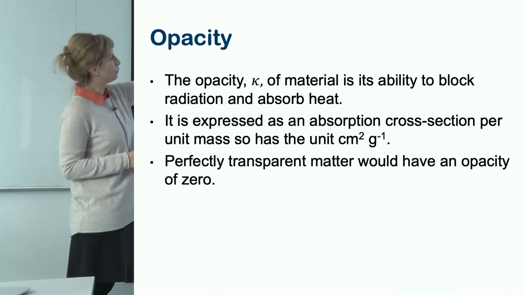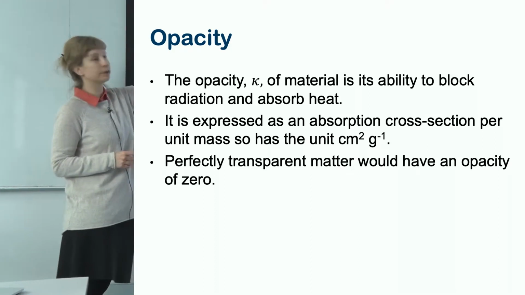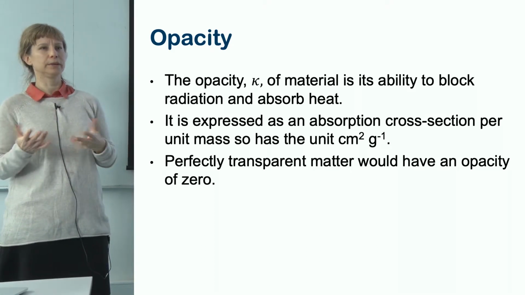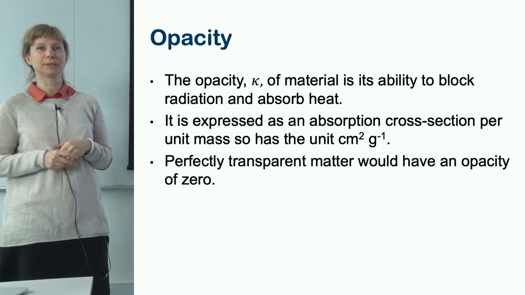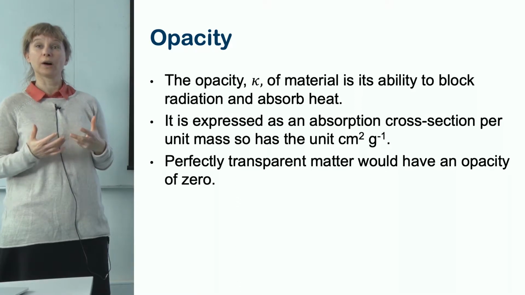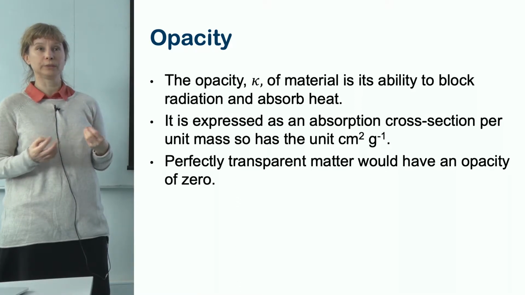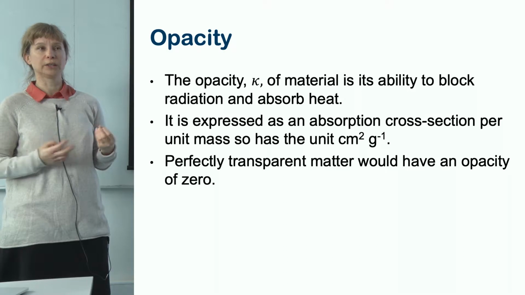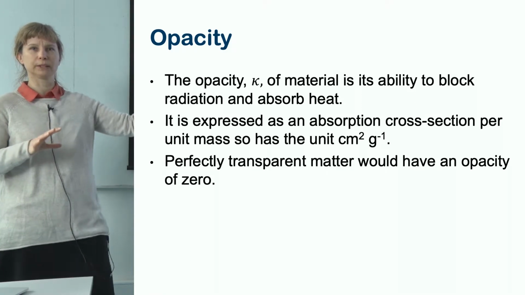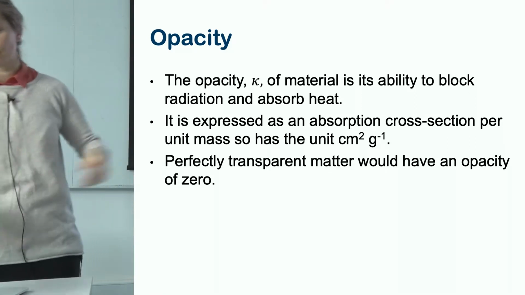So if we have perfectly transparent material, that would have an opacity of 0. If you've seen bushfire smoke, this is something many Australians have seen. This is an example of material that has quite a high opacity because it's absorbing and scattering quite a lot of the radiation that comes from the sun. Especially at sunset, if you've seen a very smoggy or smoky experience, this is where you have something that's got a high opacity.